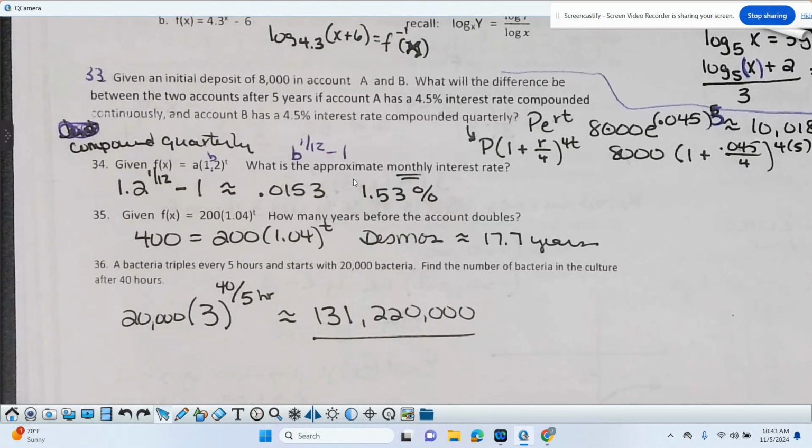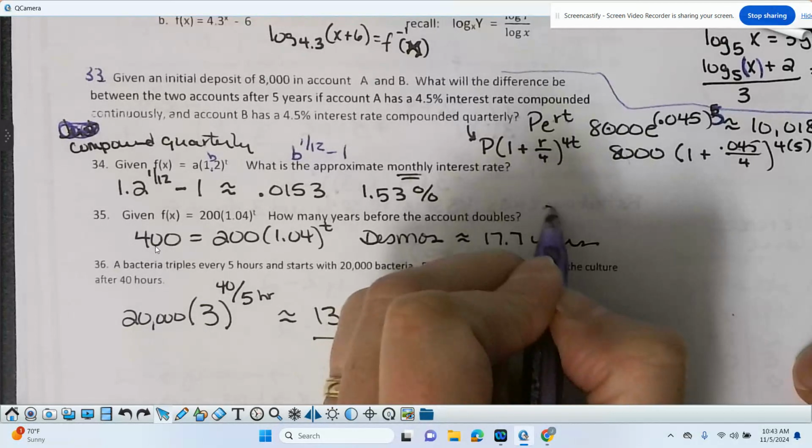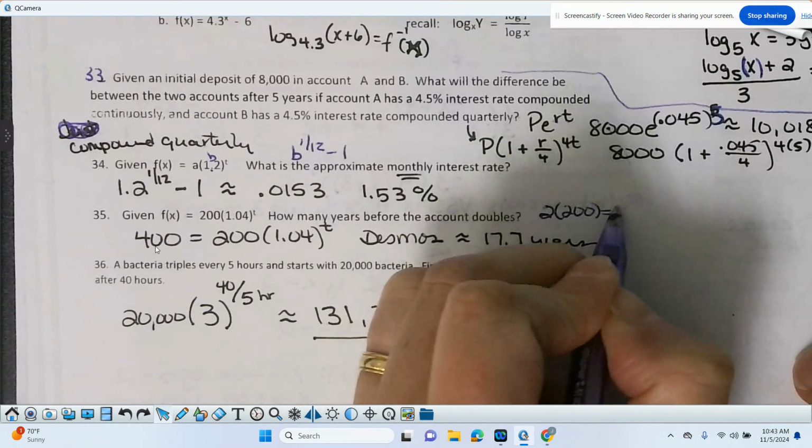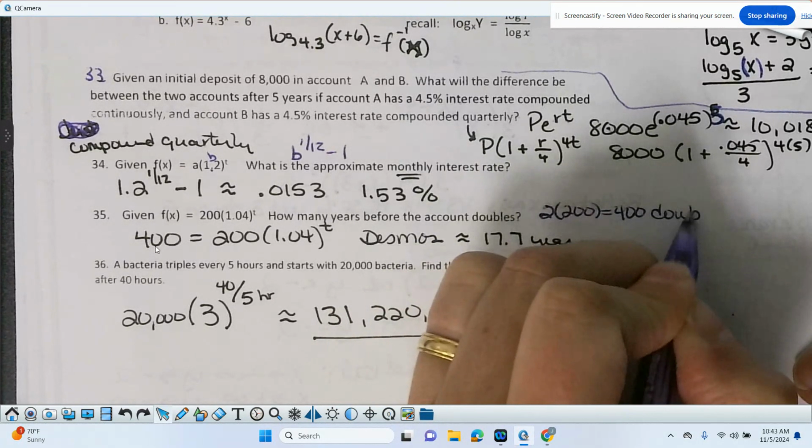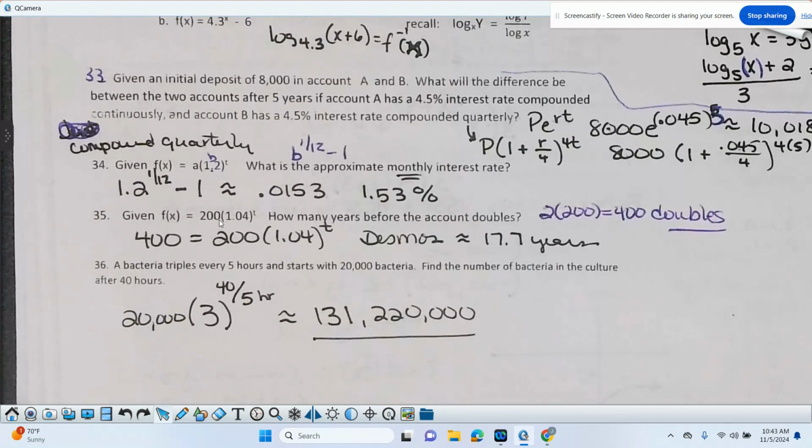How many years before this account is going to double? Well, it started at 200, so 200 times 2 is where I'm getting that 400. That's when it's doubling. So when does this equal 400? Y equals 400 in Desmos box 1, 200, all of that to the T in Desmos box 2. You can put it to the X if you want and see where they intersect, and it's going to be about 17.7 years.